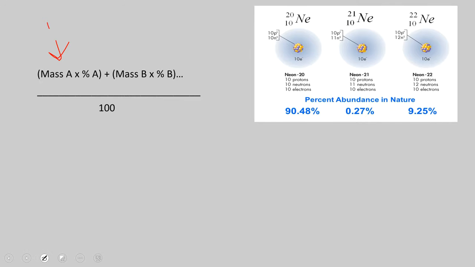All right, so I'm going to walk you through this first example using this formula that we have right here. So we have the mass of A times percent of A. Well, my mass of neon 20 is 20. So I'm just going to write 20 here. And then I'm going to multiply that by its percent, which is 90.48.